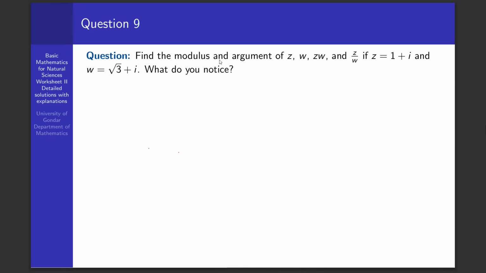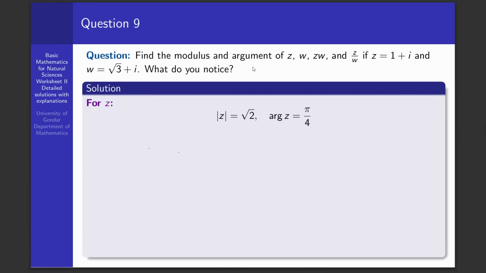Here, we are given two complex numbers z and w, and we are asked just to find the modulus and argument. We know that the modulus, the norm of z, is equal to radical 2, which is the square root of 1 squared plus its imaginary part, 1 squared. And its argument will be tan inverse of 1 over 1, that's simply tan inverse of 1, which is pi over 4.